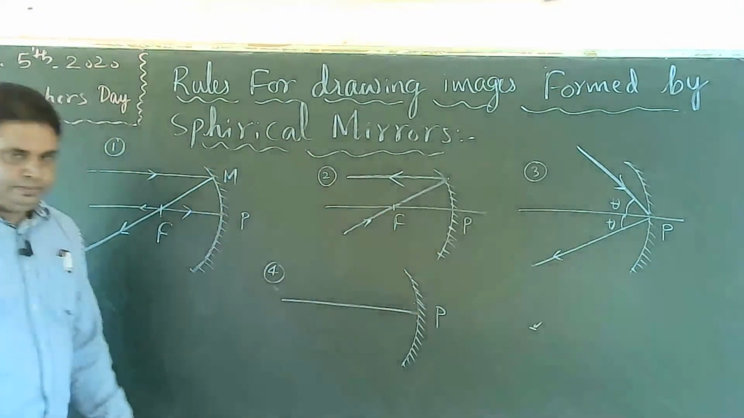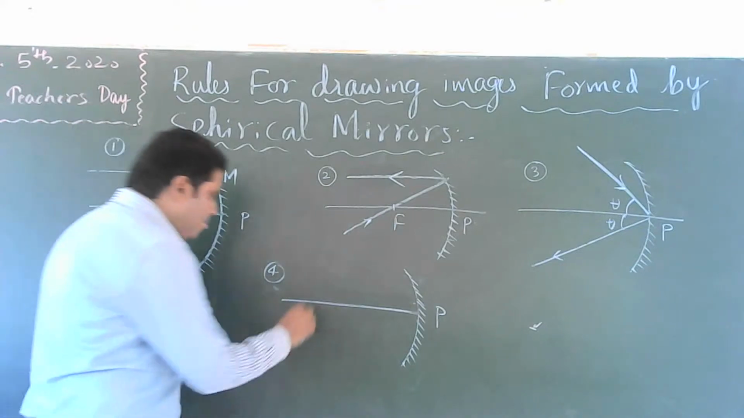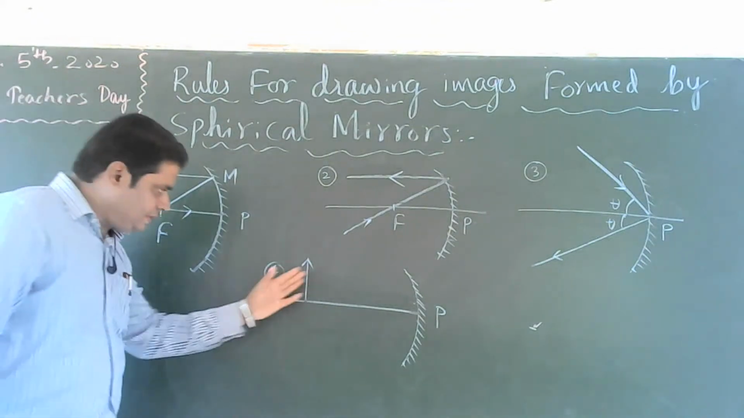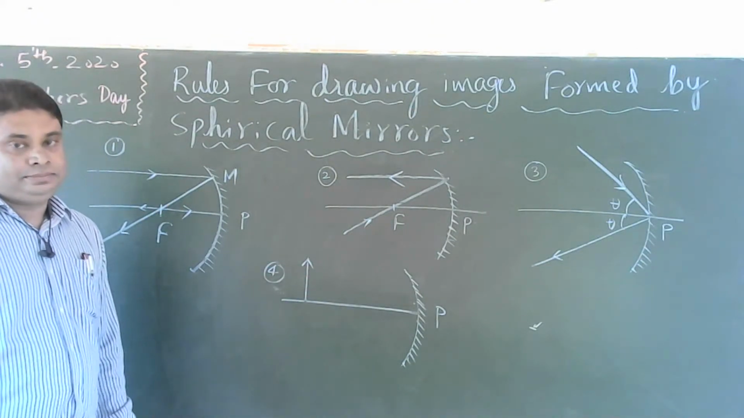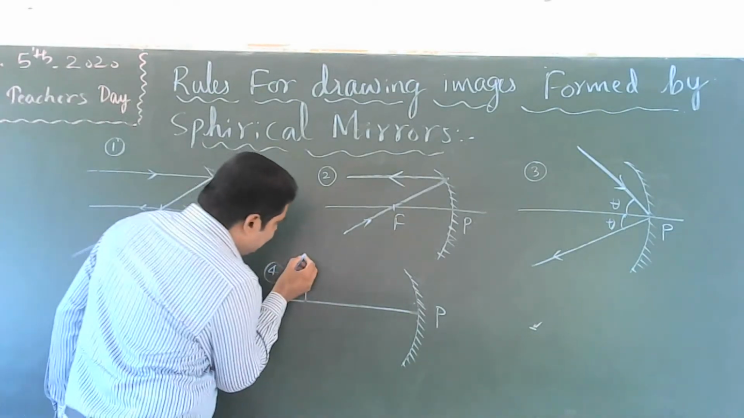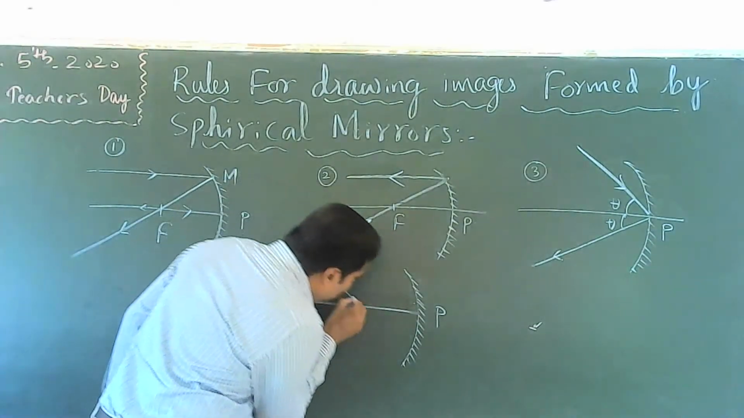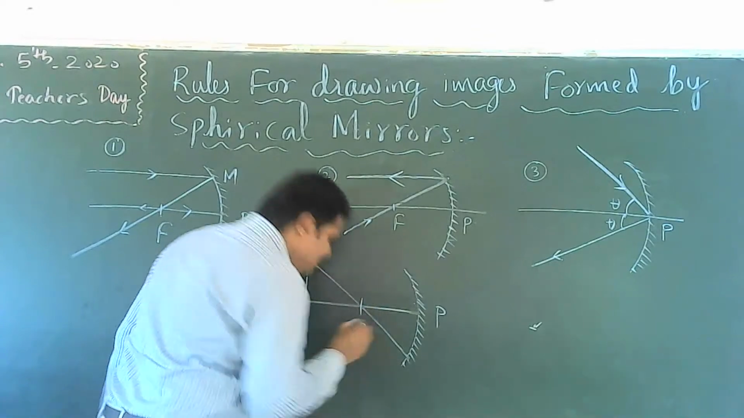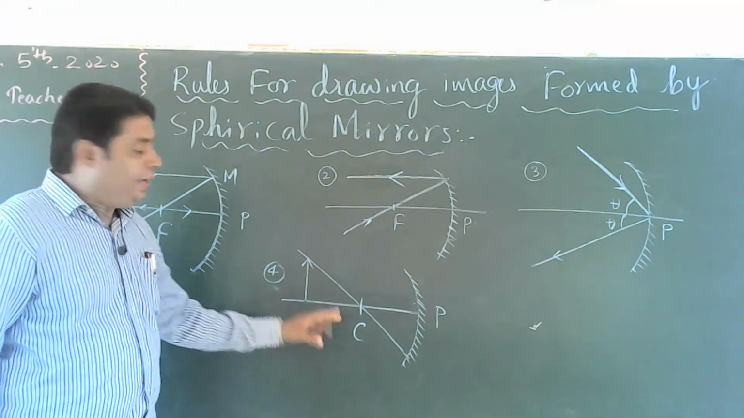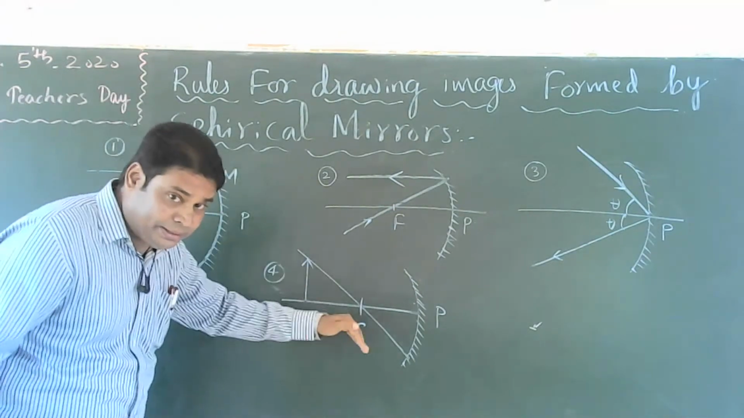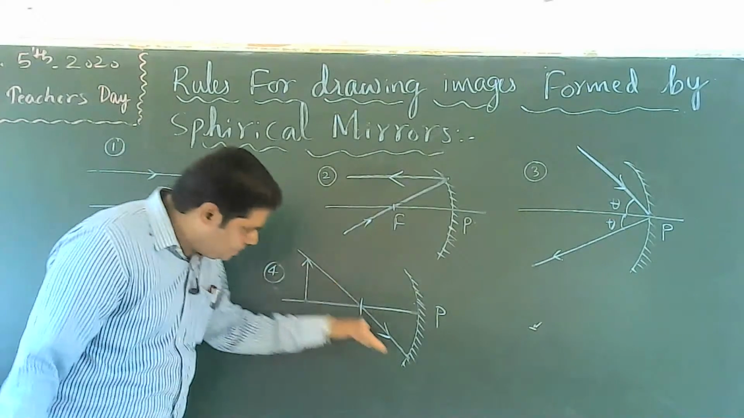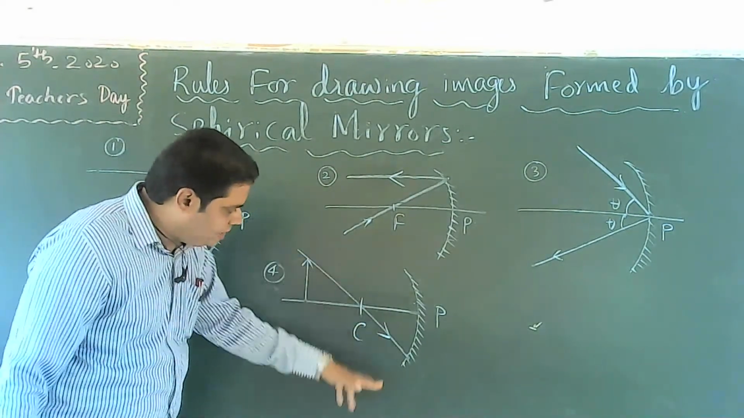Okay? Pole. Let me consider an object placed in front of this mirror. Then, if a ray of light or beam of light is allowed to pass through C, what is C? C is the center of curvature. If a ray of light is moving through C, suppose it's moving along the normal. It's moving along the normal.